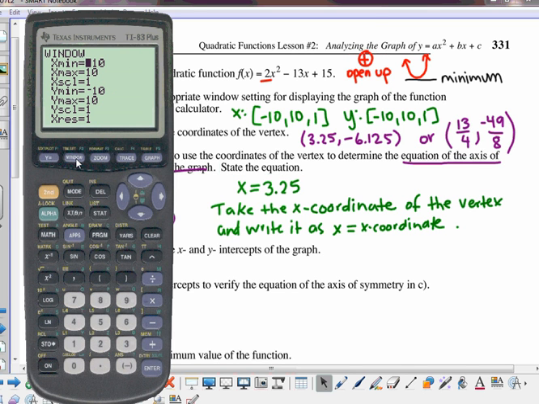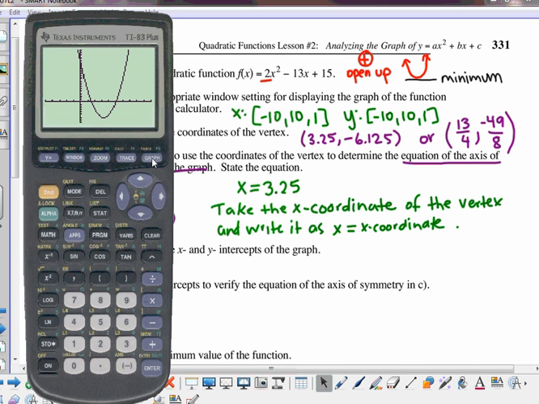So the x, we didn't need all that room, so maybe we'll go negative 5. We'll leave it to 10. Now, how high should we go? Let's go a little higher. Could you see your y-intercept initially? No. So remember, our minimum value is negative 6.1. So we can go negative 8 to maybe 20 for y. And now let's push graph.